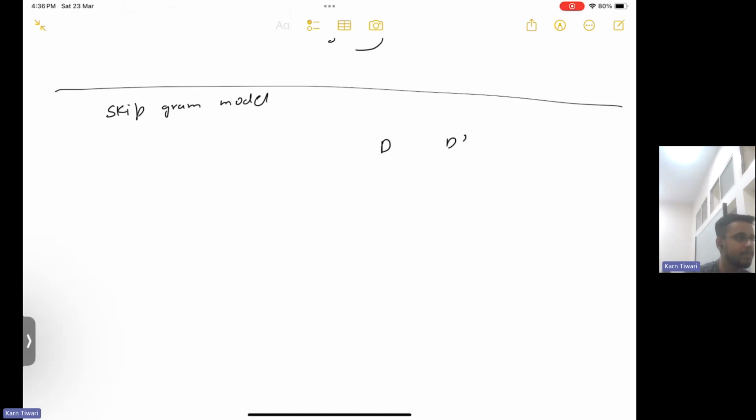Combining both of them together, the problem we were having in applying the softmax to the whole vocabulary size becomes much easier, because at each and every iteration we are going to sample only k negative samples. So this is what happens in negative sampling.